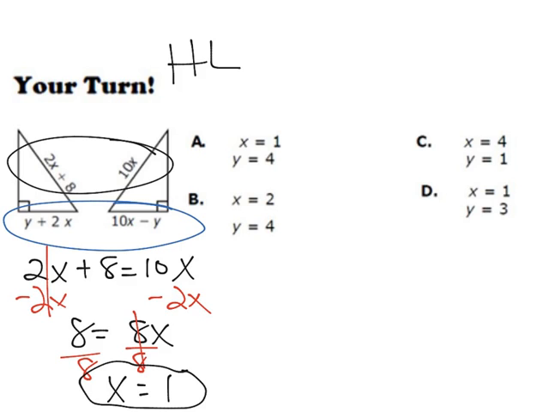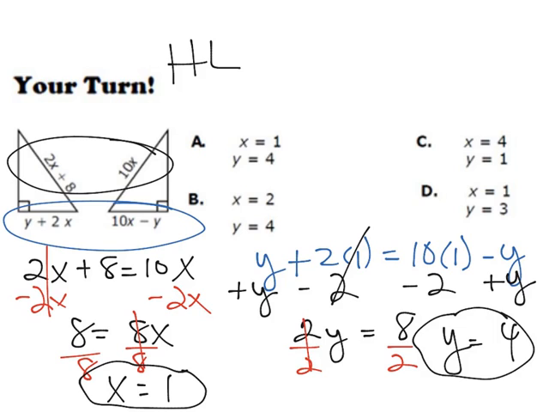I know that my x value is 1, so I'm going to use 1 instead of x. So I'll say y plus 2 times 1 equals 10 times 1 minus y. So let's go ahead and simplify that a bit. Your algebra should look something like this. Then we see that x equals 1 and y equals 4. Answer choice A.